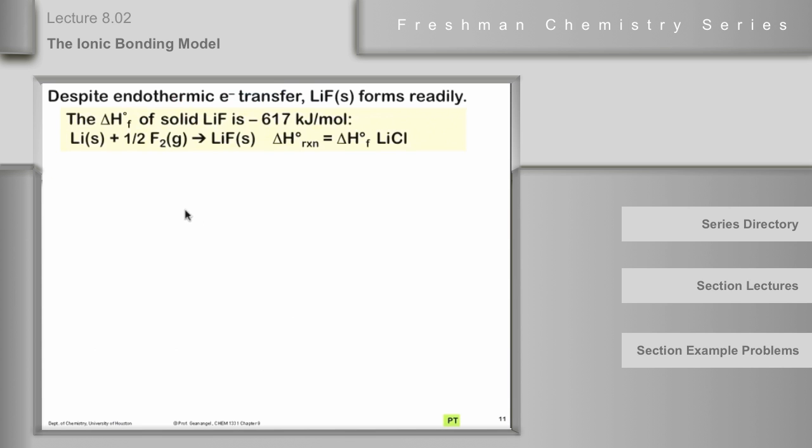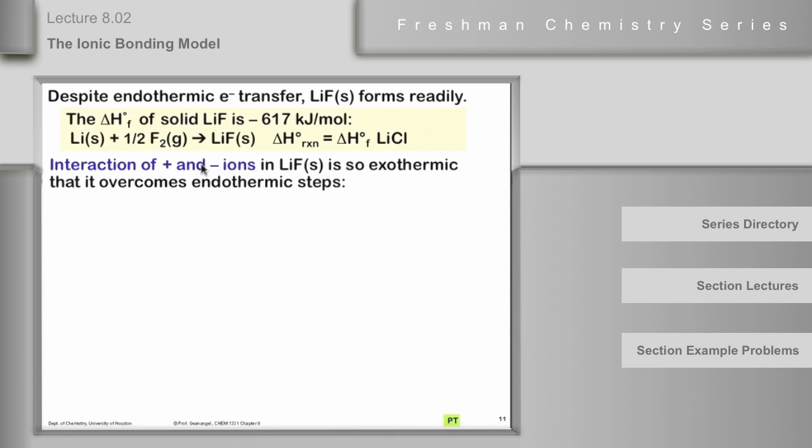The endothermic electron transfer is clearly not favorable, but lithium fluoride forms even more violently than sodium chloride. The delta H of formation of solid lithium fluoride is negative 617 kilojoules per mole. So if you take 1 mole of lithium solid plus 1/2 mole of fluorine gas, and you form 1 mole of lithium fluoride solid, the delta H for this is equal to the delta H of formation of lithium fluoride, which is negative 617 kilojoules.